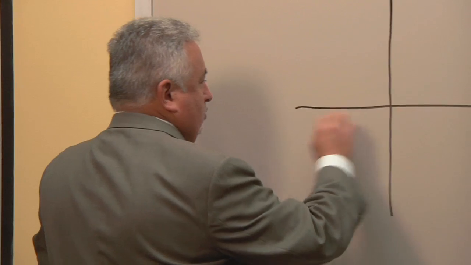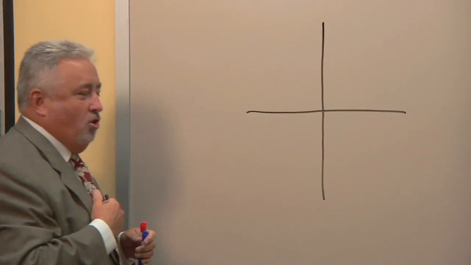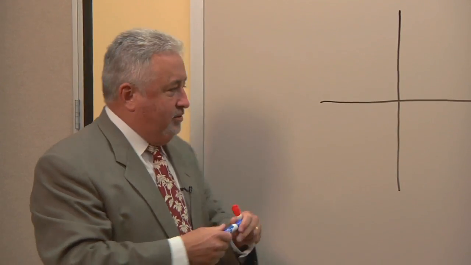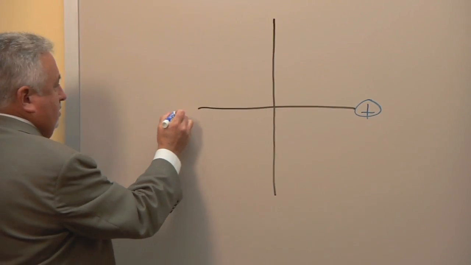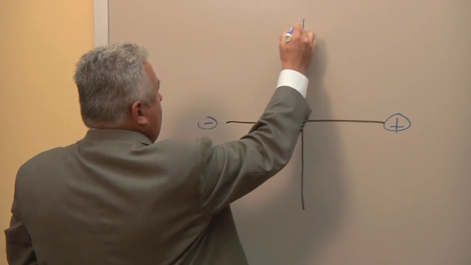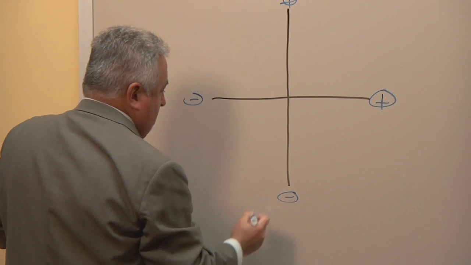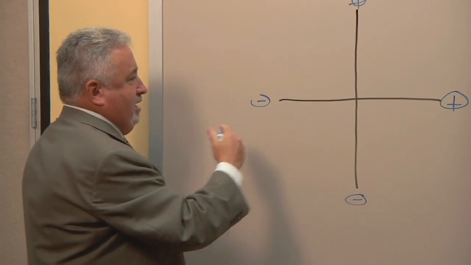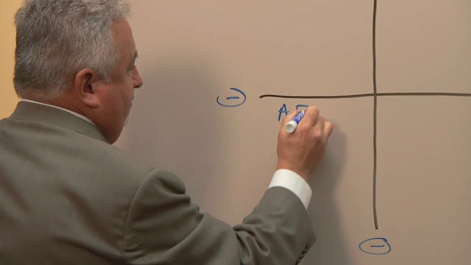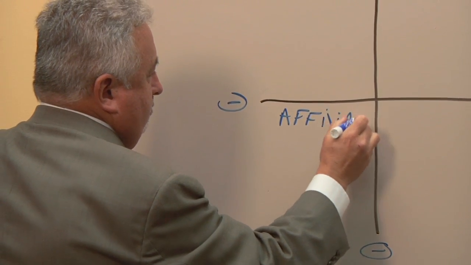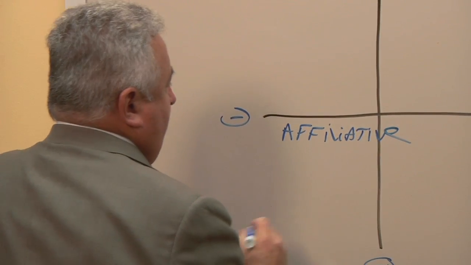I'd like you to take a piece of paper and make yourself a crosshair like this, a horizontal line and a vertical line. We're going to call these continuums because they have a high side and a negative side. This horizontal continuum, I want you to label affiliative.